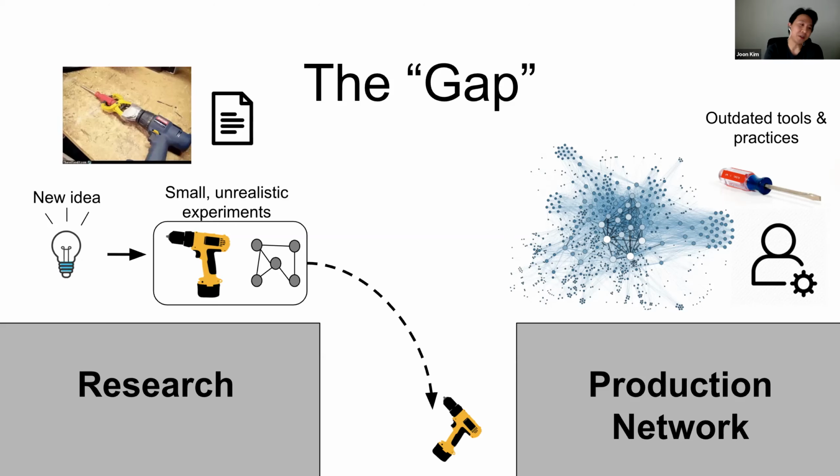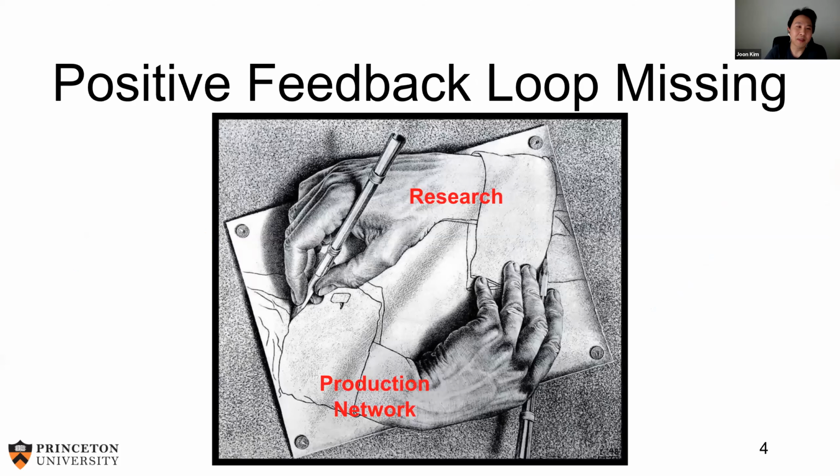There's another issue. The researcher might come up with a bad idea too, and even publish papers on it, but it remains bad because it didn't have a chance to get tested on a real network with real traces. So what's really missing here is a positive feedback between research and production network, where, if there is good feedback, both can mutually benefit each other.